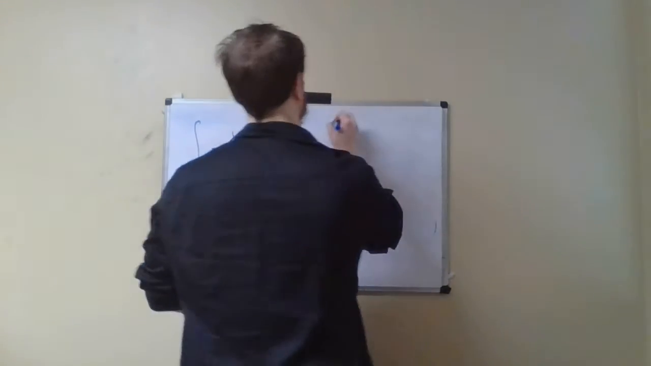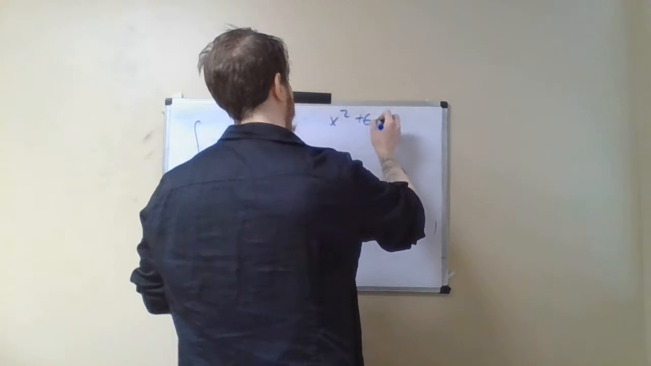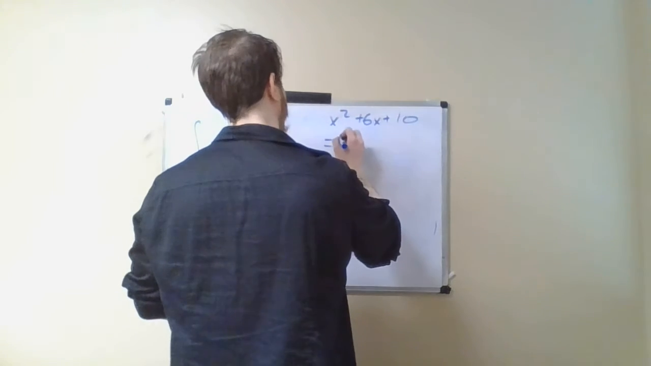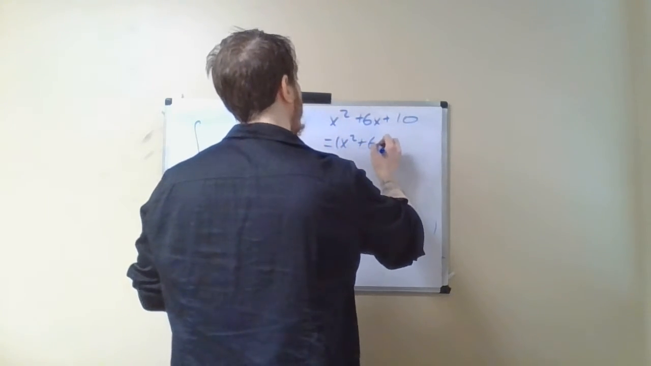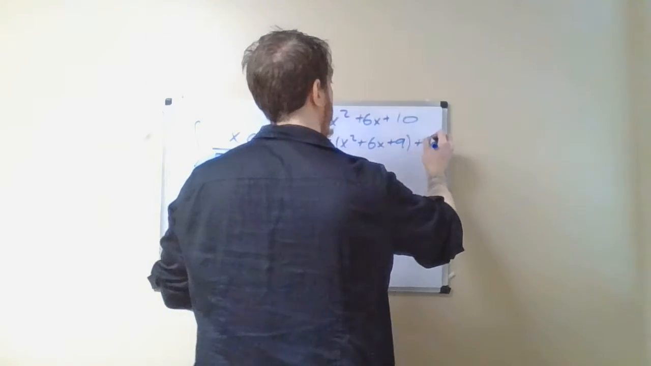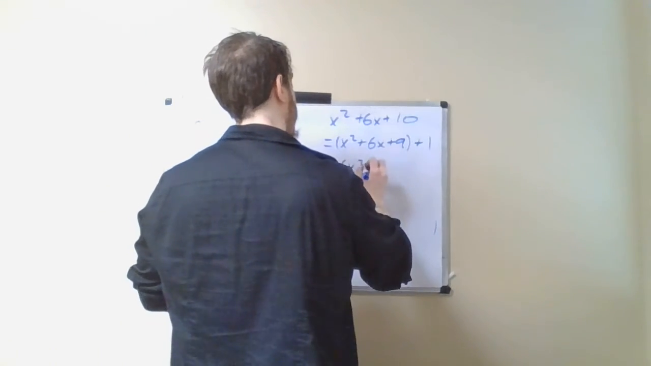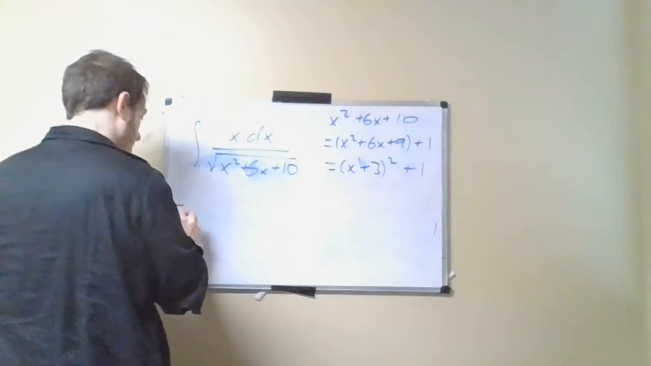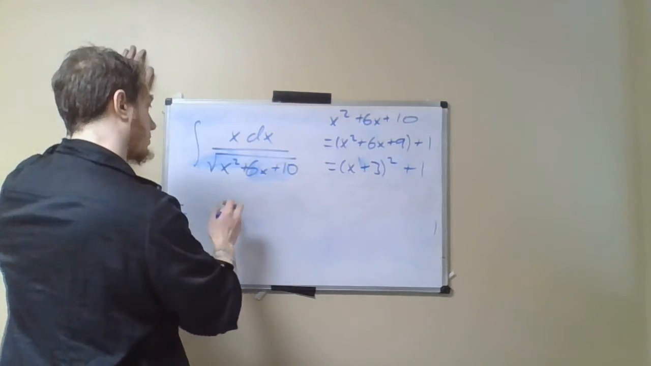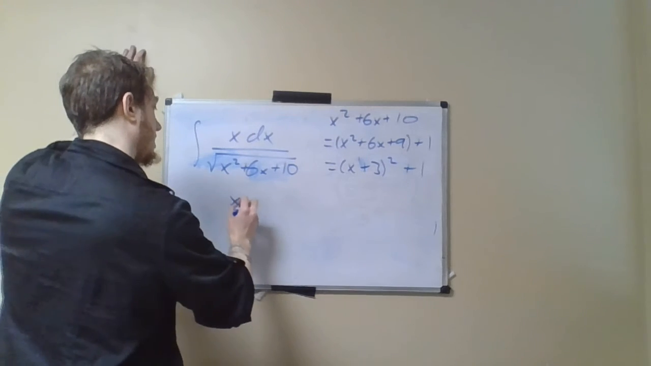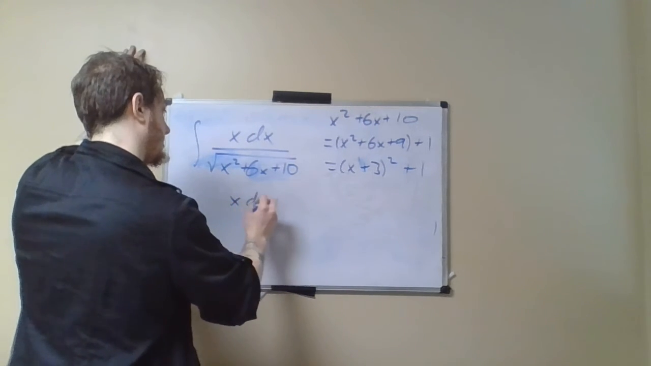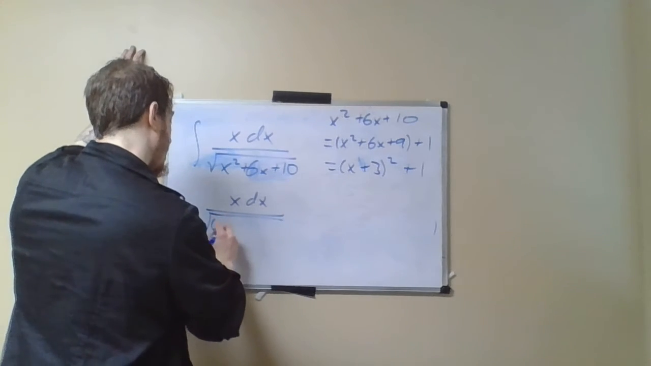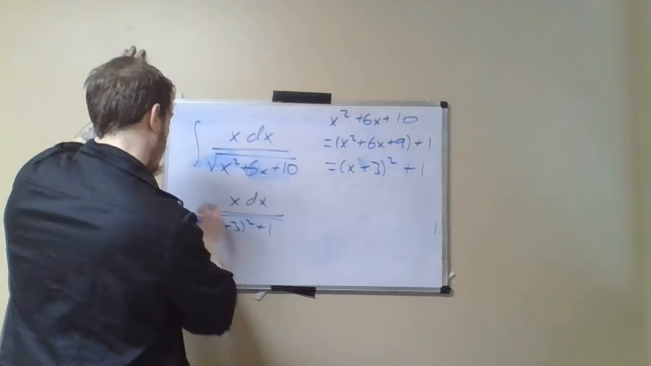So what I do is I complete the square on x squared plus 6x plus 10. This is actually equal to x squared plus 6x plus 9 plus 1, which is x plus 3 squared plus 1. So I can rewrite this original integral as x dx divided by the square root of x plus 3 squared plus 1.